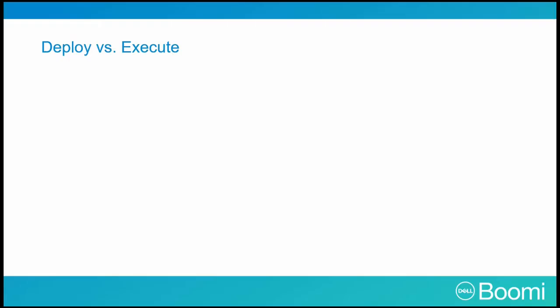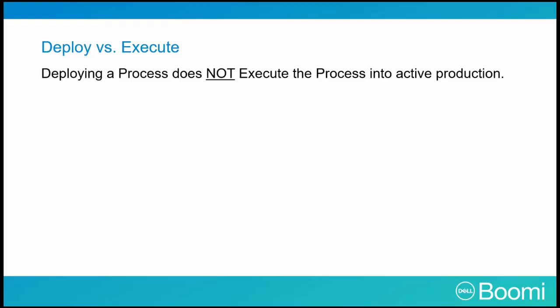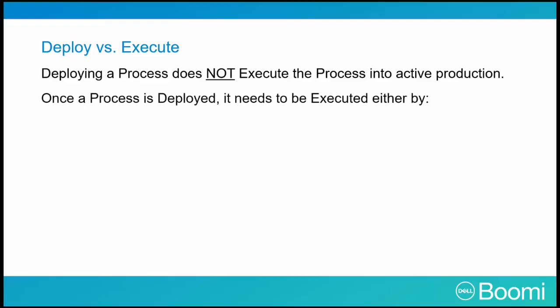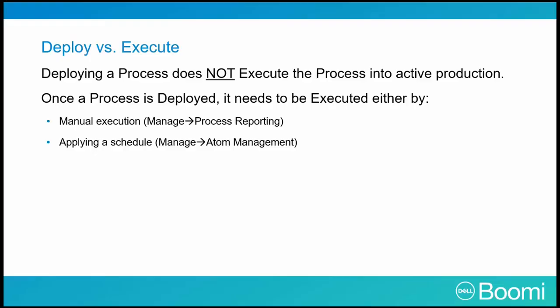Let's examine the differences between deploy and execute. It is important to understand that deploying a process does not execute the process in an active production. Once a process is deployed, you must execute it either by manual execution via Manage Process Reporting, or by applying it to a schedule via Manage Atom Management, or by an external event starting a listener process.